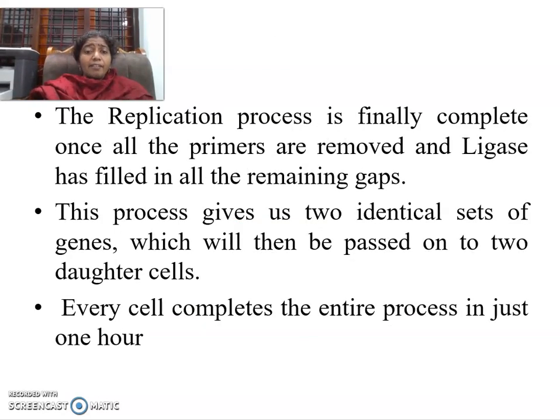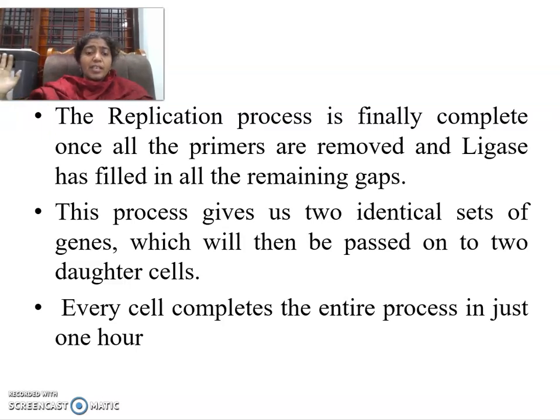Okay, fine. And finally, the replication process will be complete when all the primers are removed and ligase has filled in the gaps, and we will be getting two identical sets of genes, and these will be passed on to two daughter cells. Okay. So at the end of the replication process, we will be getting two identical sets of genes which will be passed on to the two daughter cells, and the entire cell division process will be completed in 1 hour.